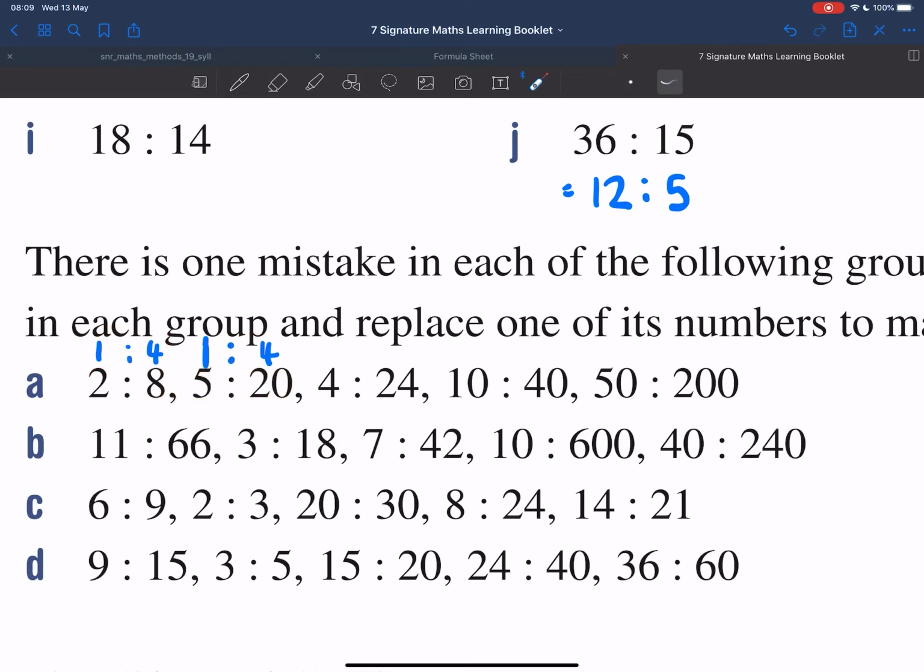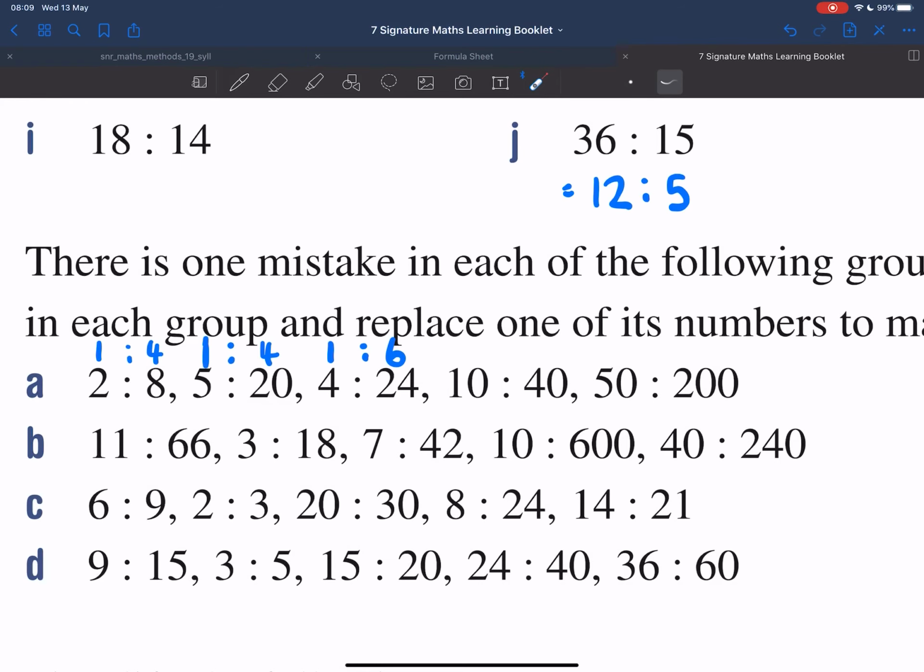All right, let's keep going with this. 4 to 24. All right. I can halve this to make 2 to 12. And then I can halve it again to make 1 to 6. That was an easy one, wasn't it? Now you can see 1 to 6 is not the same as 1 to 4. So I suspect this will be the odd one out, the one that we have to try and change.